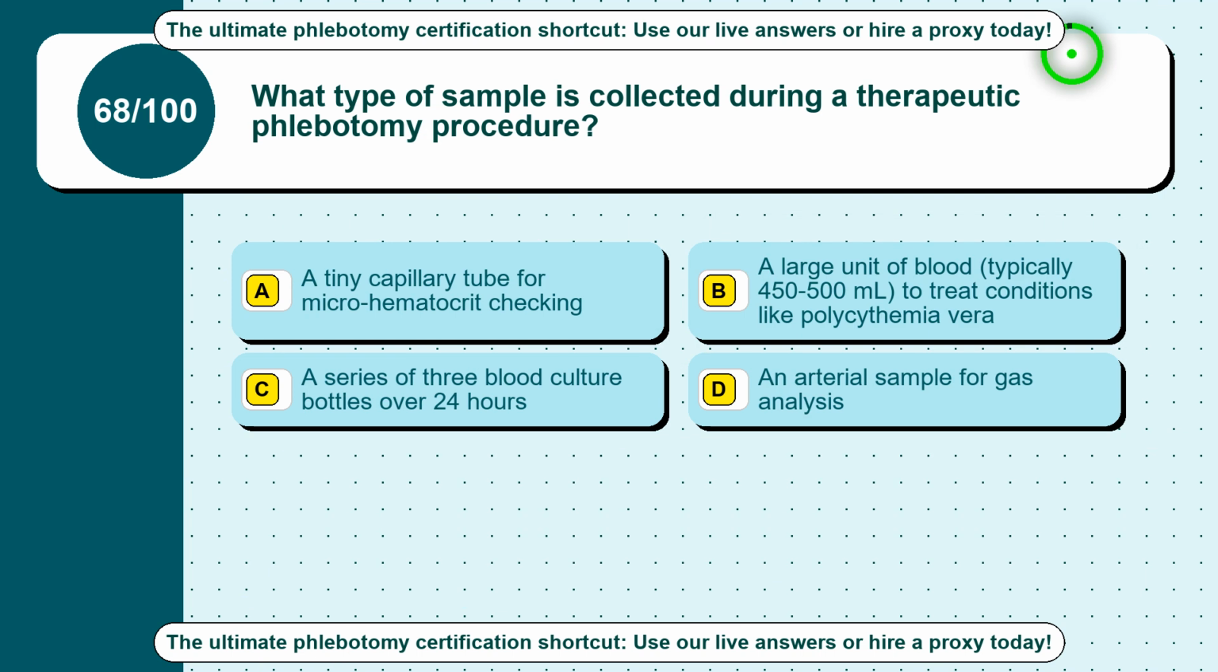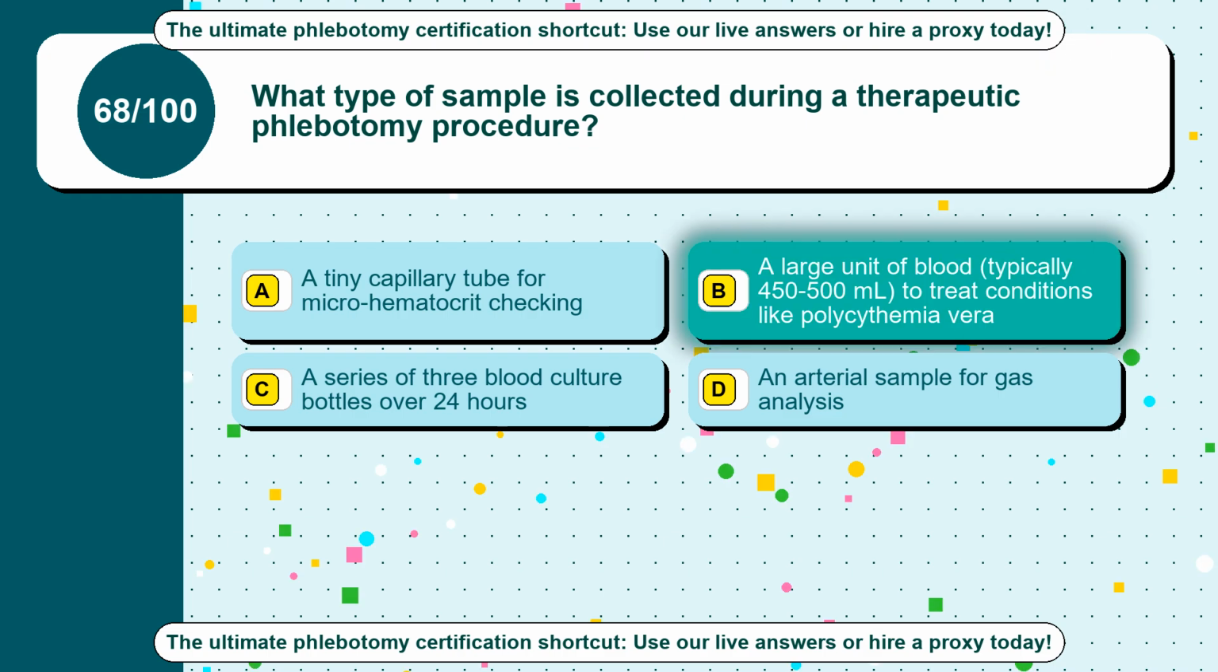Question 68. What type of sample is collected during a therapeutic phlebotomy procedure? Option A. A tiny capillary tube for microhematocrit checking. Option B. A large unit of blood, typically 450 to 500 ml, to treat conditions like polycythemia vera. Option C. A series of 3 blood culture bottles over 24 hours. Option D. An arterial sample for gas analysis. The correct answer is option B.